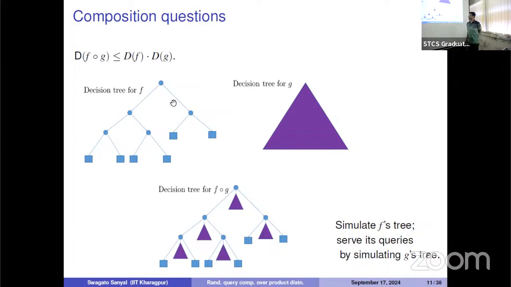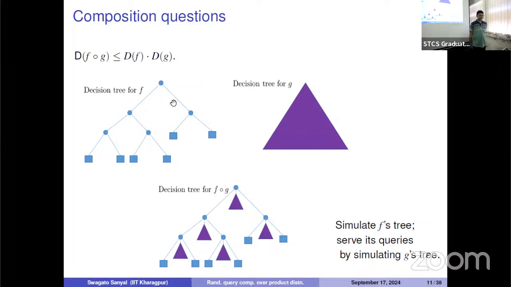So the definition of compose function immediately suggests an algorithm to compute it for various models of computation. And composition question asks whether that algorithm is an optimal algorithm or there is another algorithm that's structurally very different and much more efficient. So let's see for decision trees. It's fairly easy to see. We'll go through the argument that D of F compose G is at most DF times DG. So why is that true?